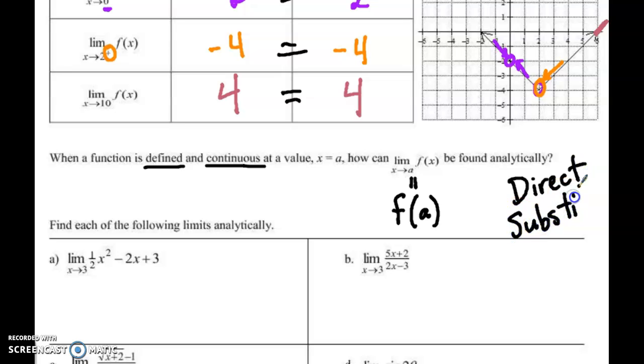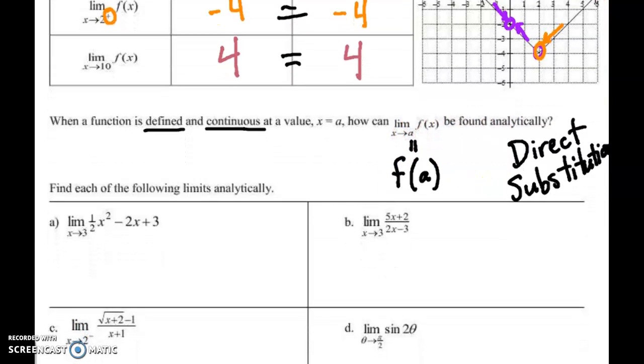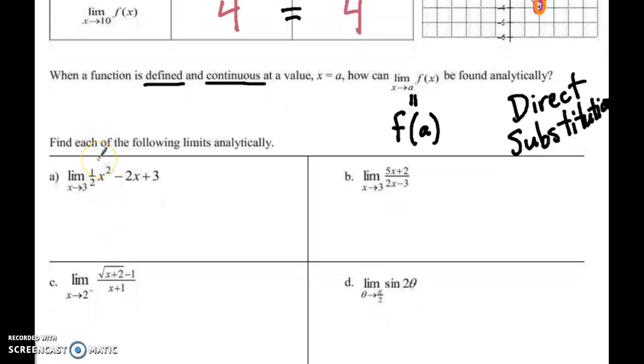As long as the function is, sorry, it went off the screen. As long as it's defined and continuous, you can just plug in a for x to find the limit. So a few of the problems are very straightforward. You need to know that polynomials, and this is a polynomial, are continuous everywhere. So all you have to do is substitute 3 in for all your x's. And this is a correct answer. So 3 squared is 9, 1/3 of that is 3, minus 6 is negative 3, plus 3 would be 0.